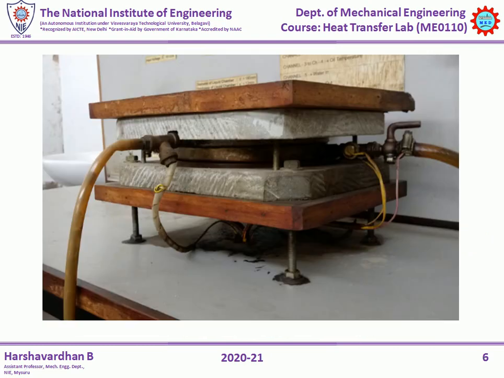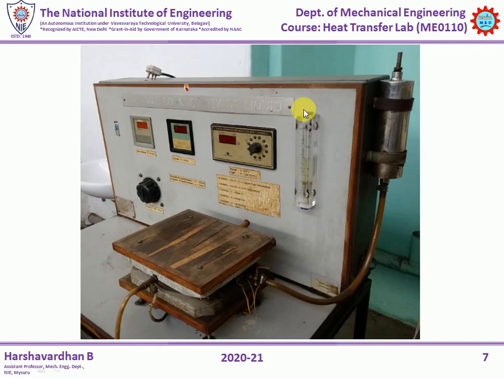This is the isometric view, and this one is the liquid chamber. In this view we can see the oil tank, and this is the oil inlet valve. First we have to fill the oil in this tank, and then we have to allow the oil to enter the test chamber by opening this inlet valve.